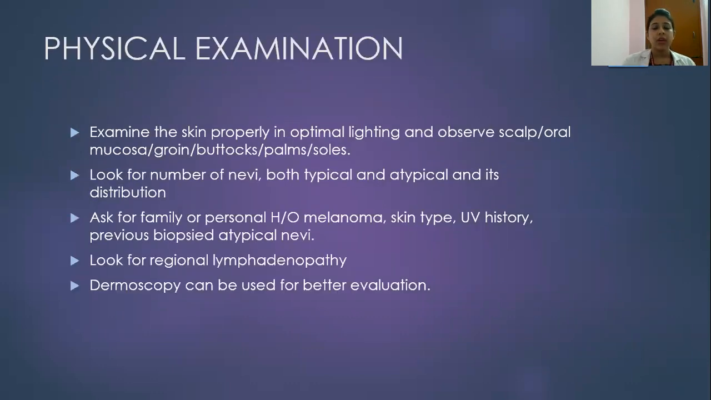Physical examination. You should examine the skin properly in optimal lighting and observe the scalp, oral mucosa, groin, buttocks, palms, and toes. You should look for the number of nevi, both typical and atypical, and their distribution. You should ask for family or personal history of melanoma, skin type, UV history, previous biopsy, and atypical nevi. Look for regional lymphadenopathy, and dermoscopy can be done for better evaluation.